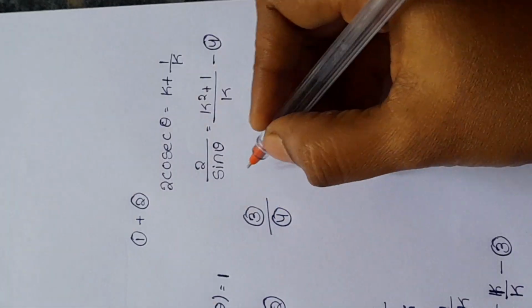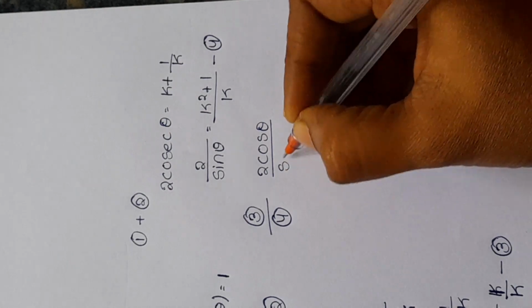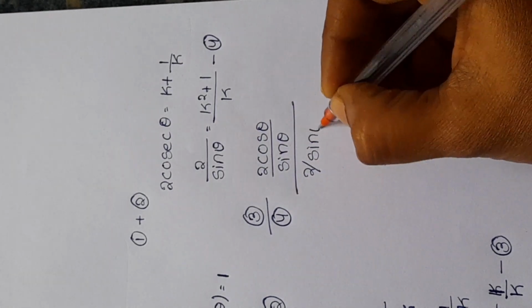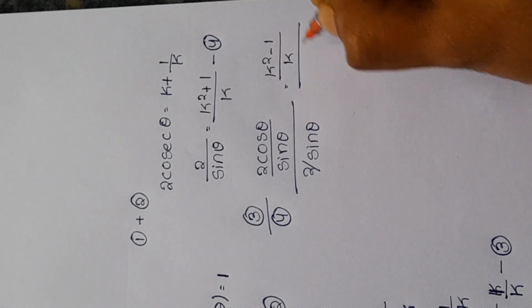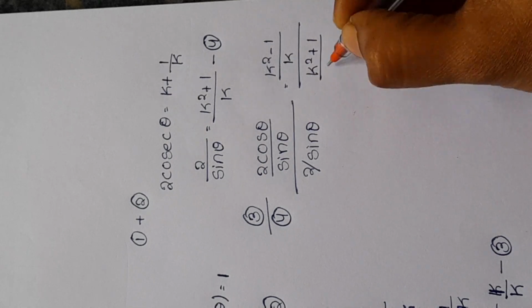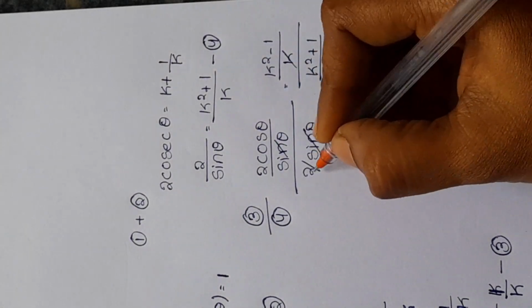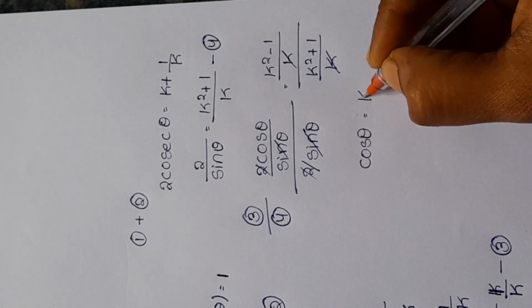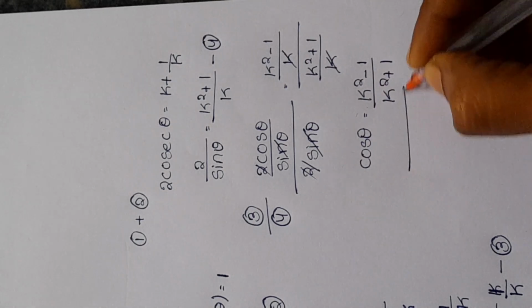Now dividing third equation with fourth equation, we get 2 into cos theta by sin theta divided by 2 by sin theta is equal to (k square minus 1) by k divided by (k square plus 1) by k. Here denominators k and k get cancelled. Denominator sin theta and sin theta get cancelled. Numerators 2 and 2 get cancelled. The remaining is cos theta is equal to (k square minus 1) by (k square plus 1). This is the required answer.